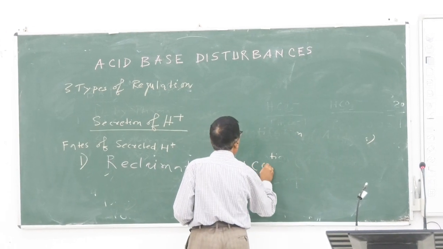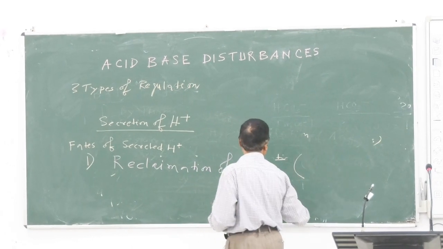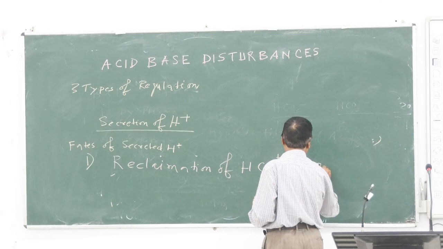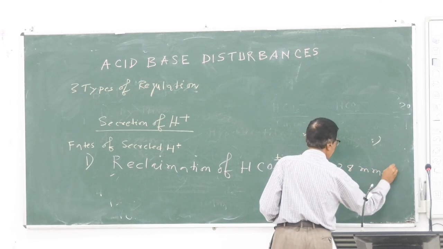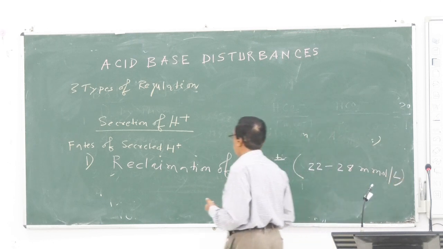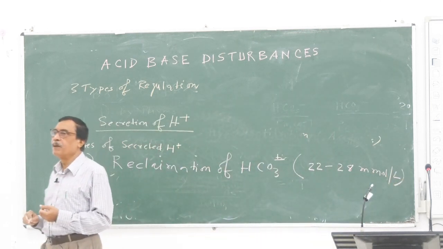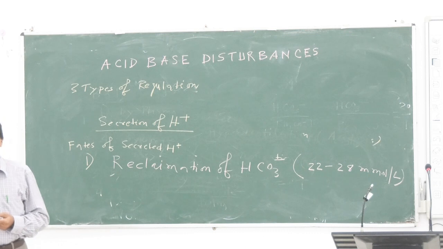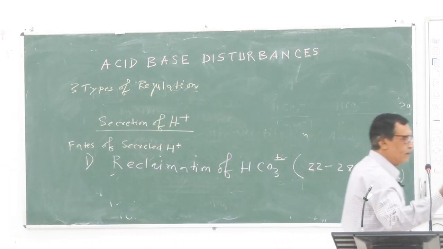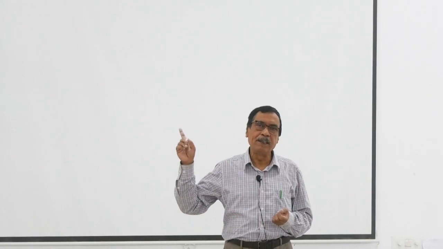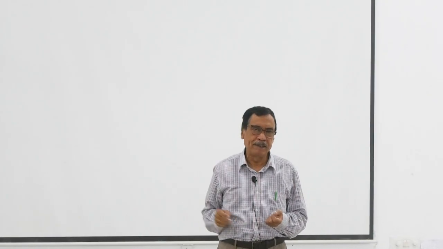Reclamation of the bicarbonate ion, and the level is 22 to 28. This level is very important. And how many bicarbonate ions are reclaimed per day? Most of the bicarbonate ions secreted are filtered. I have depicted this in the previous class.